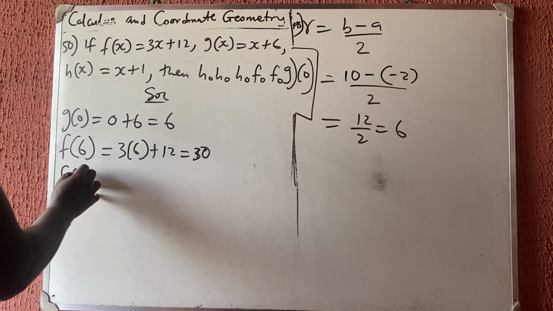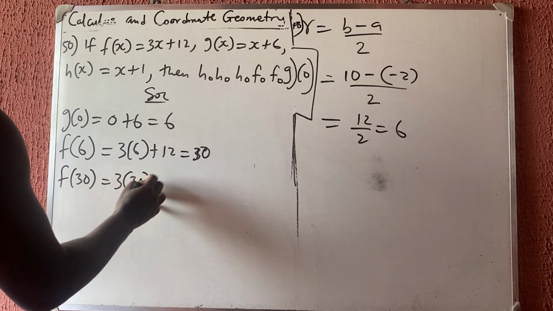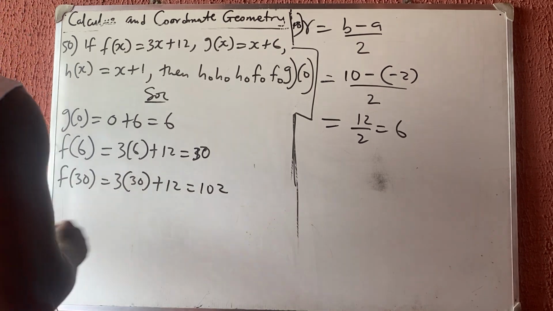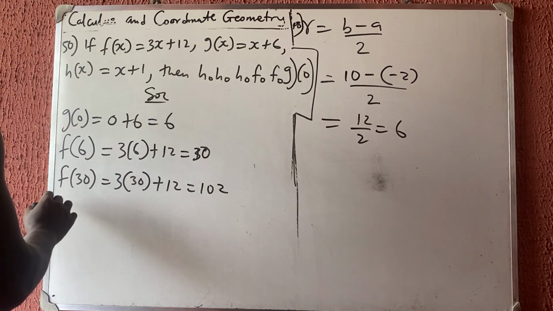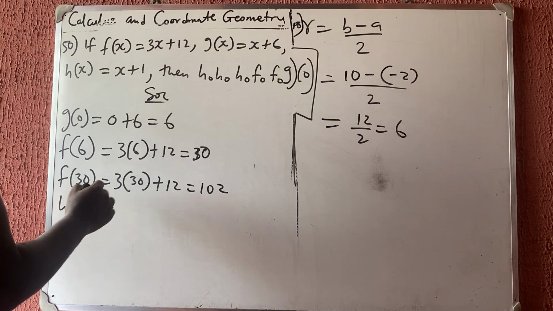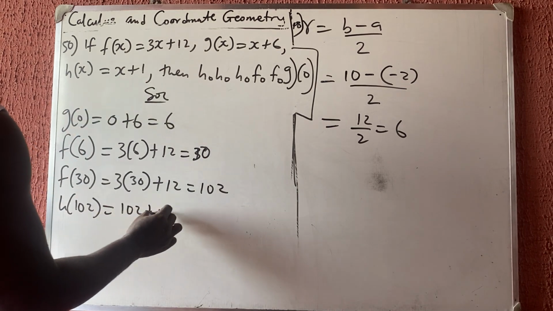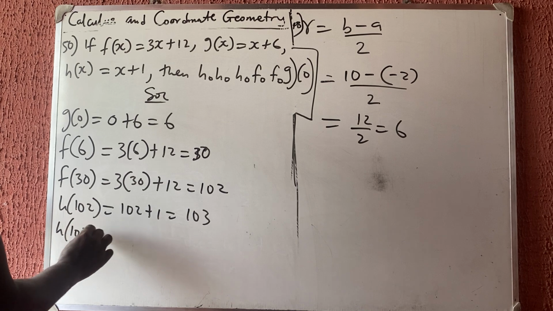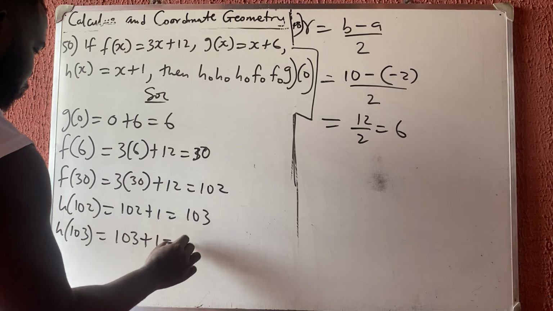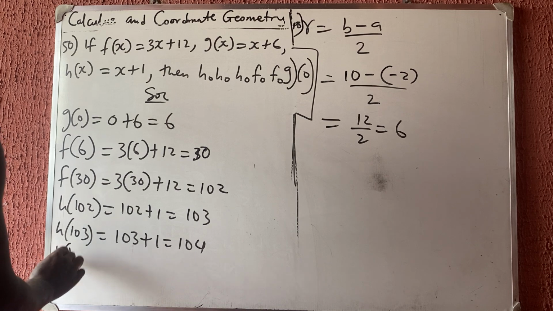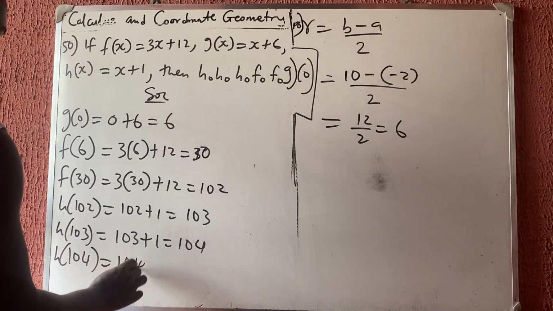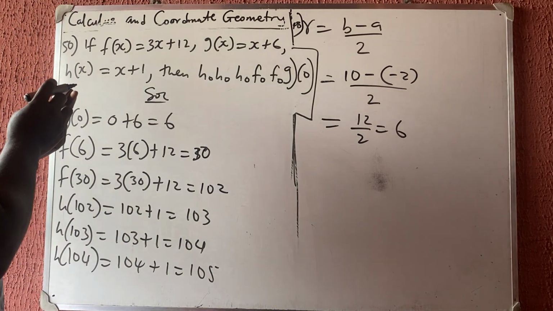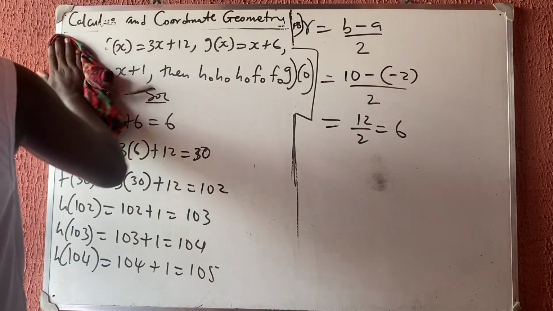The next one is another f. So f of 30 will give you 3 times 30 plus 12, which is 90 plus 12, which is 102. The next one is h. So h of 102 is 102 plus 1, which is 103. H again: h of 103 is 103 plus 1, which is 104. Finally, h of 104 is 104 plus 1, which is 105. So the answer to question number 50 is 105. So we move to question number 51.